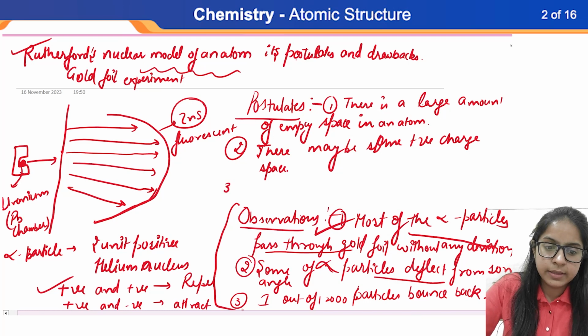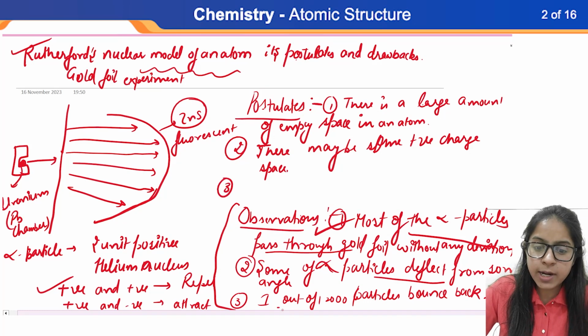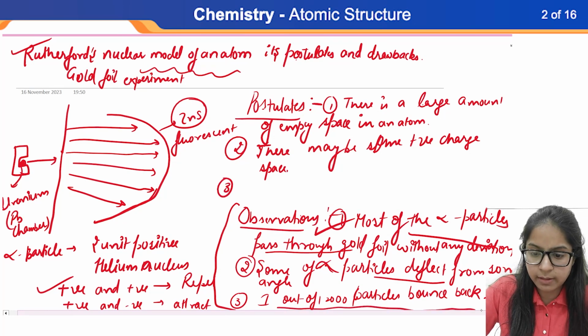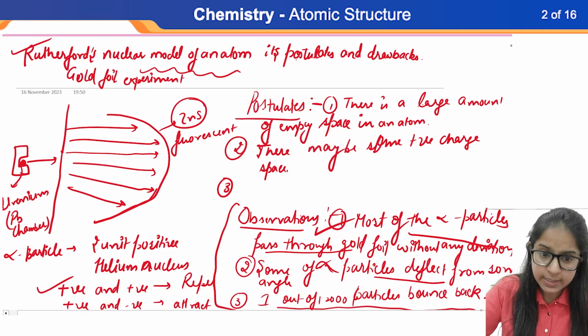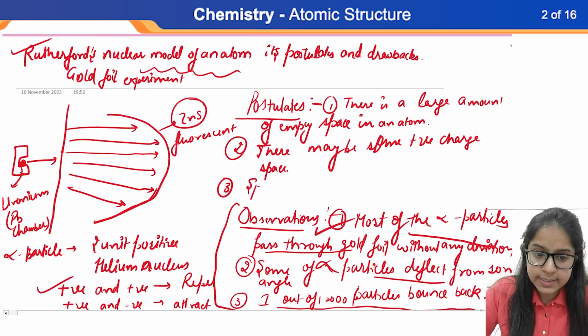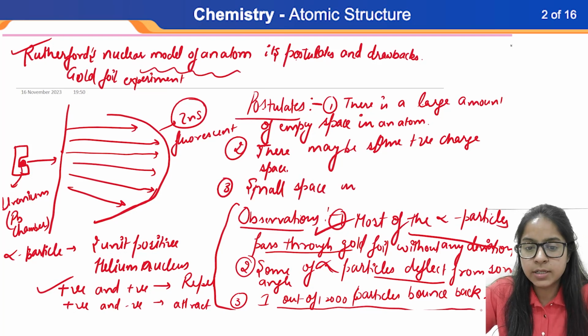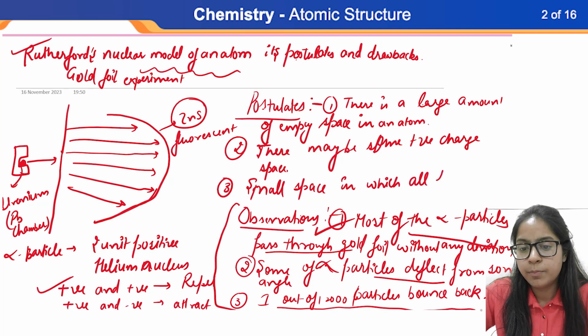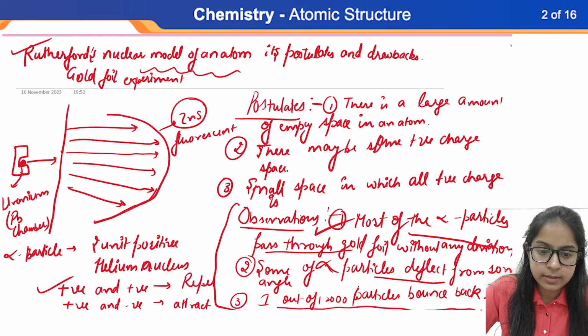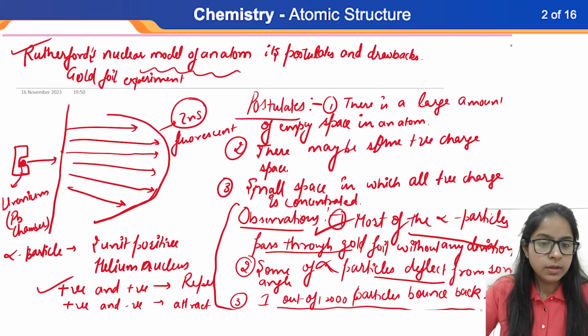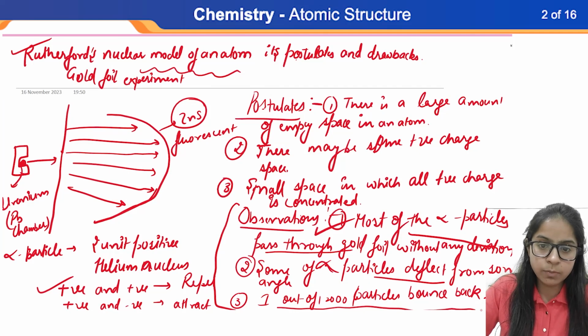Then the third postulate: if 1 out of 12,000 particles bounce back, it means there is a small space in which all the positive charge is concentrated. So these are some of the postulates and observations of the Rutherford atomic model.